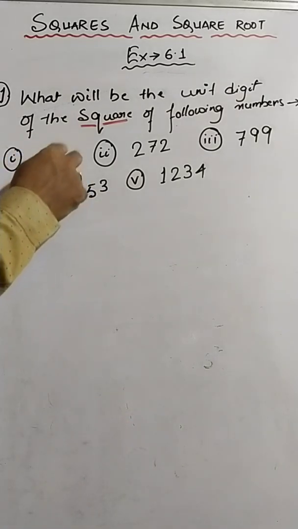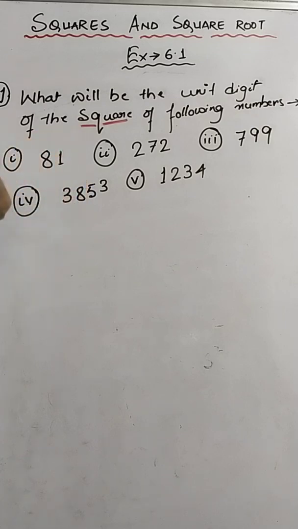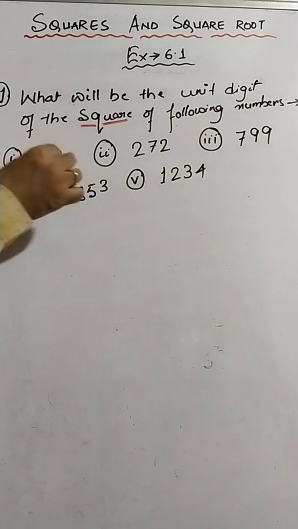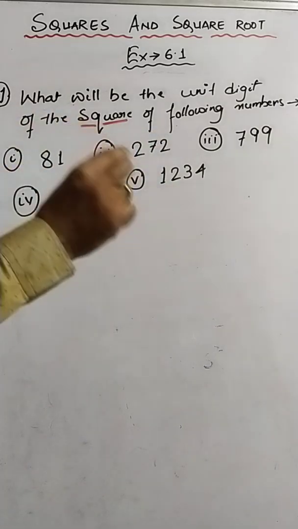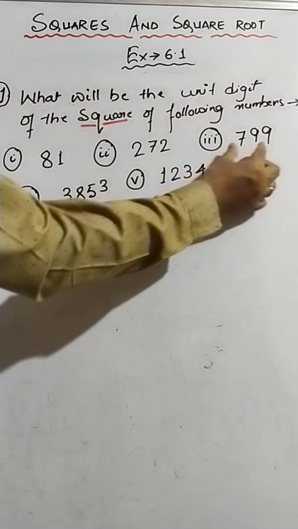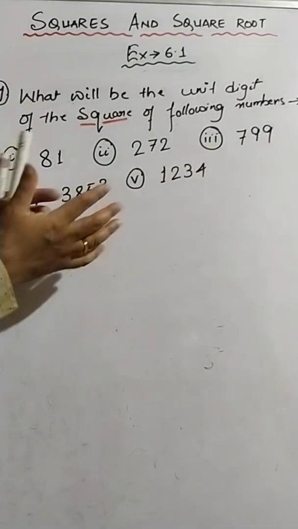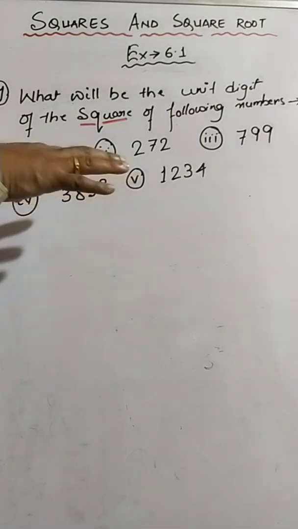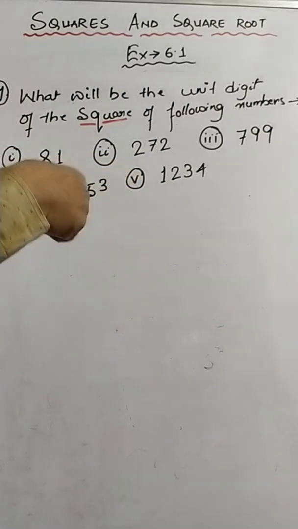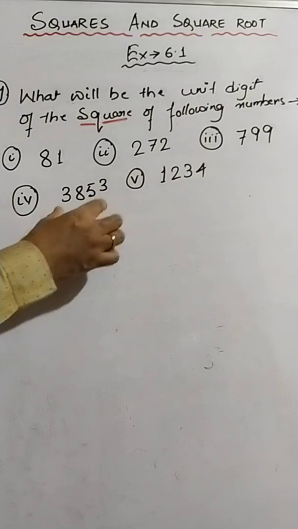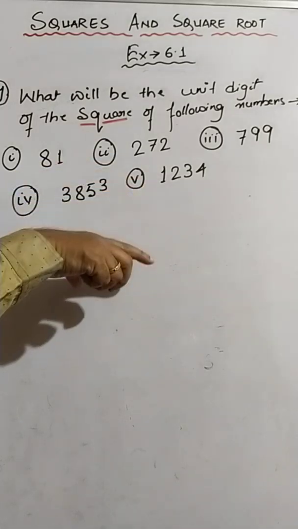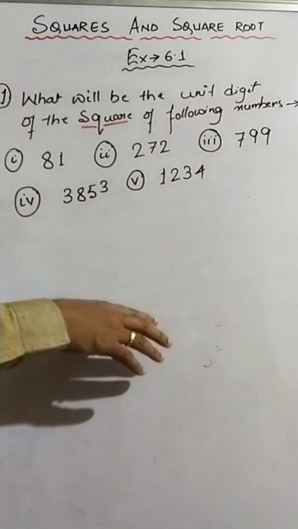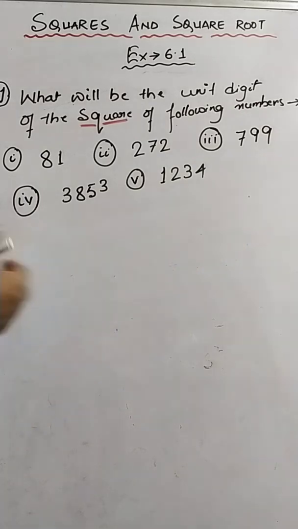Now what would be the unit digit after squaring this number 81? We do not have to go for a big multiplication. 81 is a small number, but in case of these, these are very big numbers, isn't it? So multiplying is not the only way to know the unit digit. Just as I said, the square means multiplying by itself, and then you would know the unit digit. But there is another way of doing it. So what is the other way?